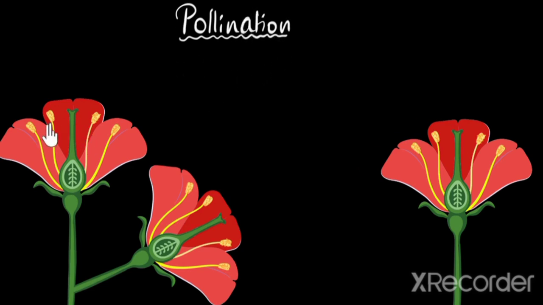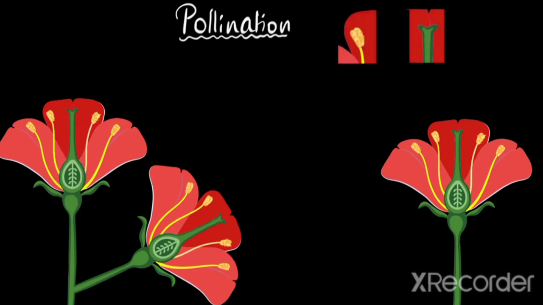Pollination is simply the act of transferring the pollen grains from the anther, the top part of the male organs, to the stigma. Stigma is the top part of the female organ. So let me just show that. Here is the pollen grain sitting on the anther, top part of the male. Here's the stigma, top part of the female. The act of transferring the pollen grains from the anther all the way to the stigma, that's basically what we call pollination. That's what pollination is all about.